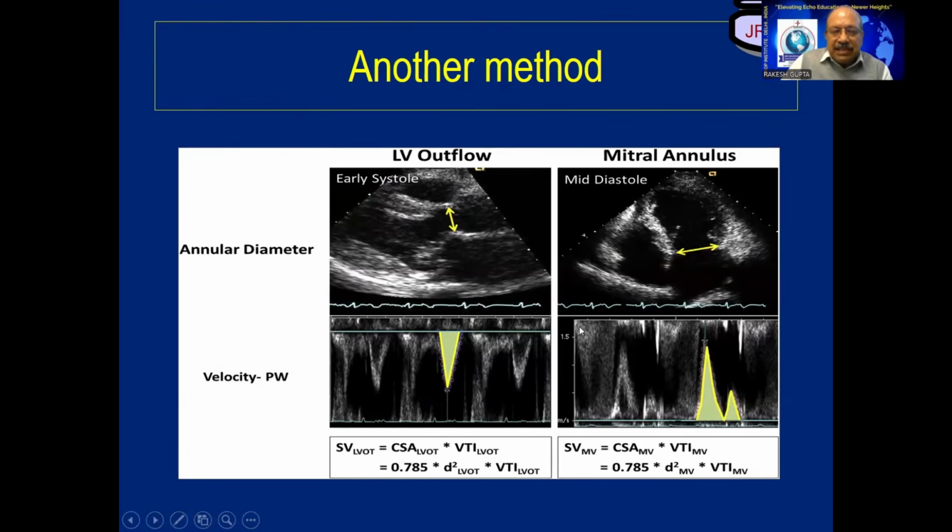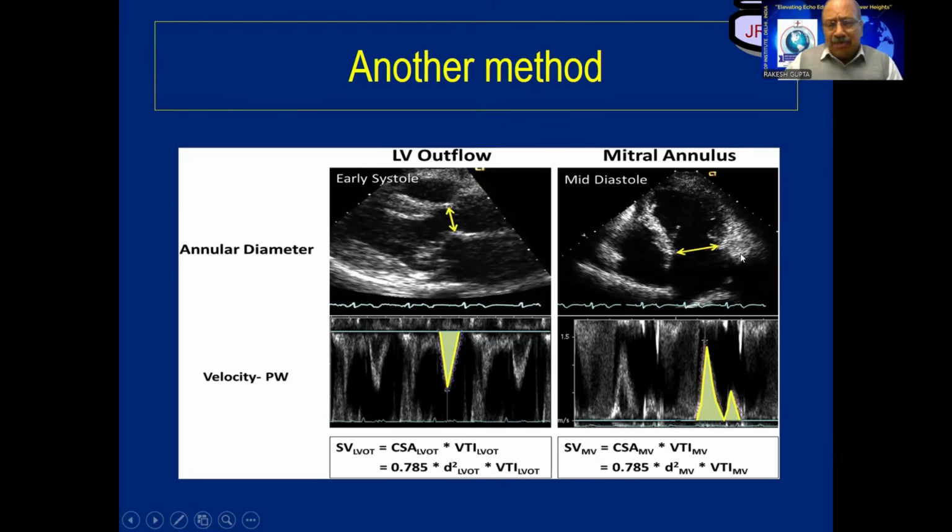Trace the VTI, and same thing, I went to the 3-chamber view to look for LVOT VTI. So what I was drawing out of this is LVOT area into LVOT VTI. That'll give me a stroke volume across LVOT. I went on to do a mitral annulus. Then mitral annulus gave me area into VTI. It will give me stroke volume across the mitral valve.